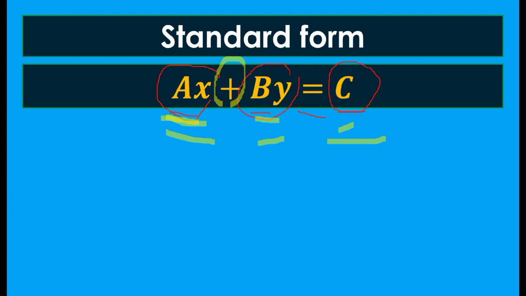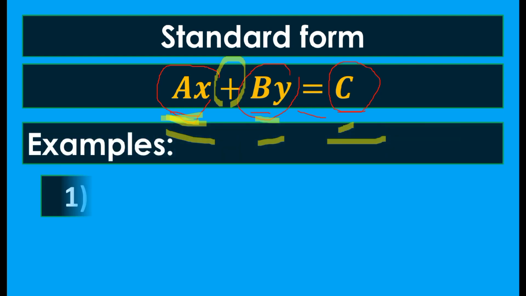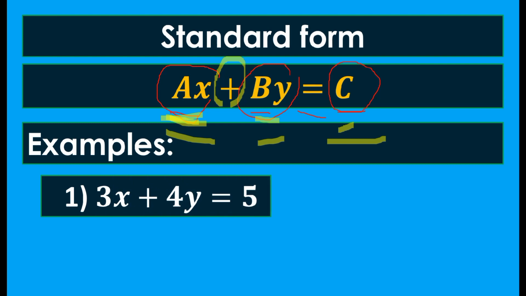But in your ax, your a should not be equal to 0, and it should not be negative. If in that case, we are going to do something to make your a be positive. Let's have example. 3x plus 4y is equal to 5. Let's check the position. Is your 3x would come first before your 4y? Yes. And after the equal sign is the constant. Therefore, this is in terms of the standard form.